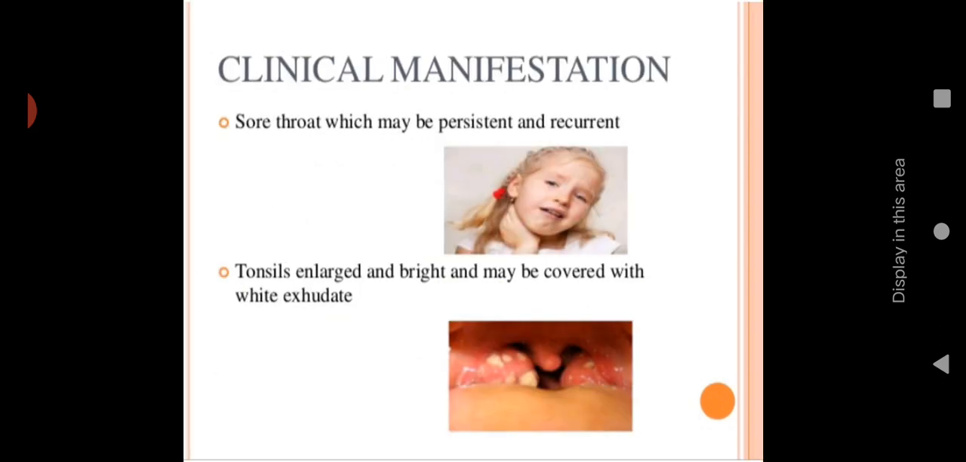Let us see the signs and symptoms. One of the main signs is sore throat, which may be persistent and recurrent. Recurrent or persistent means it is always coming, or one attack follows another. Like that, the sore throat is occurring. Then the tonsils are enlarged and bright, and may be covered with white exudate.